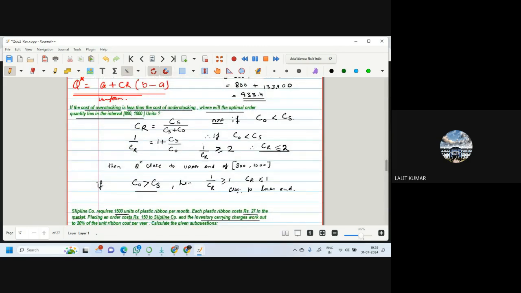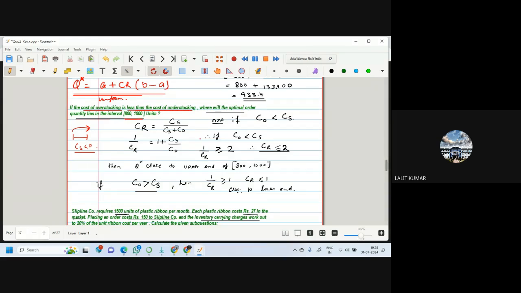Now, if the cost of overstocking is less than the cost of understocking, what does it mean? Cost of overstocking means your salvage cost, that we have overstock and have not been able to sell. So your CS is less than CO. What will be the optimal order quantity? It lies in the interval 800 to 1000.